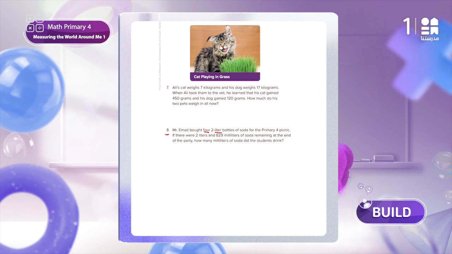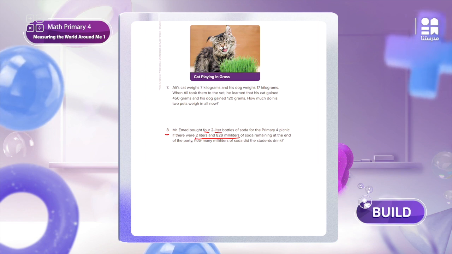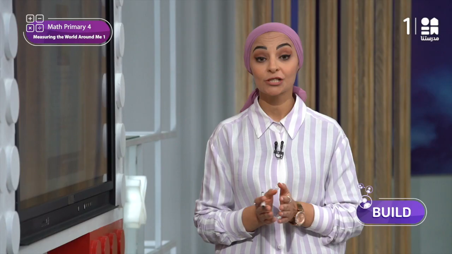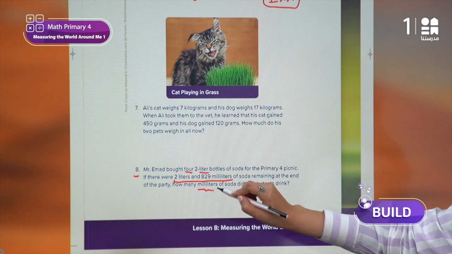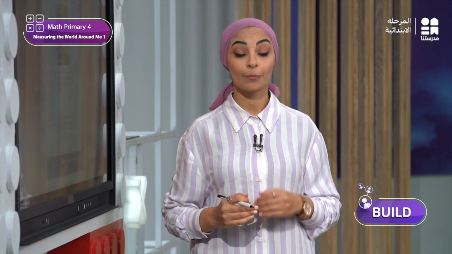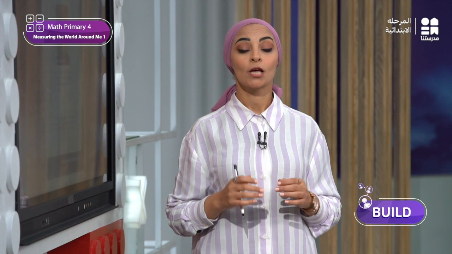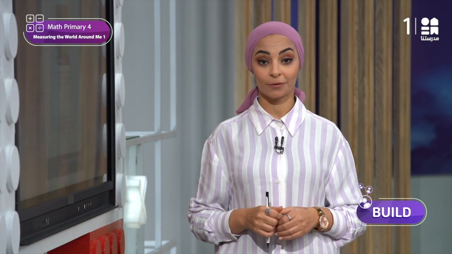And there were 2 liters and 829 milliliters. وأصلا كان موجود 2 liters و 829 milliliters of soda remaining at the end of the party. السؤال بيقول لي ايه؟ How many milliliters of soda did the students drink؟ الستودنت شربوا قد ايه؟ وناخد بالنا هو عايز الانسر بالمليليترز. طيب البروبلم دي بقى هلاقي فيها مالتي ستيب يعني مش هتحل in one step only لا فيها مالتي ستيب. So I will give you some time to solve it then we will review the answer together.